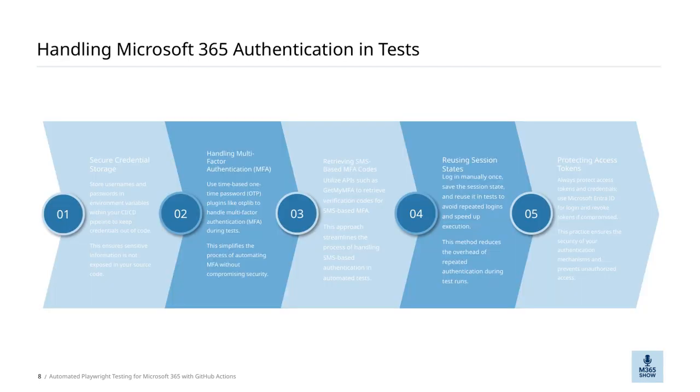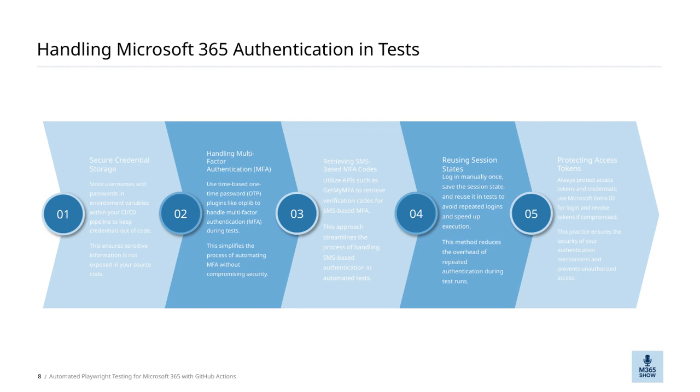When handling Microsoft 365 authentication in our tests, it's crucial to keep security front and center. One key practice is storing usernames and passwords in environment variables within your CI/CD pipeline. This way, your credentials stay out of the source code, reducing the risk of exposure. Next, for multi-factor authentication, you can use tools like Authplib, which generate time-based one-time passwords, or OTPs. This approach makes automating MFA much simpler, without sacrificing security.